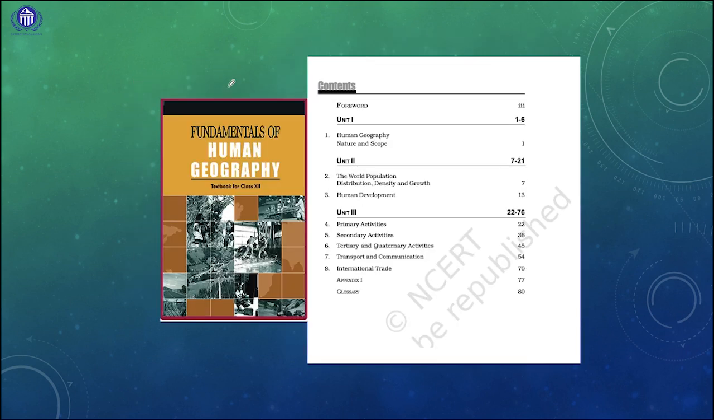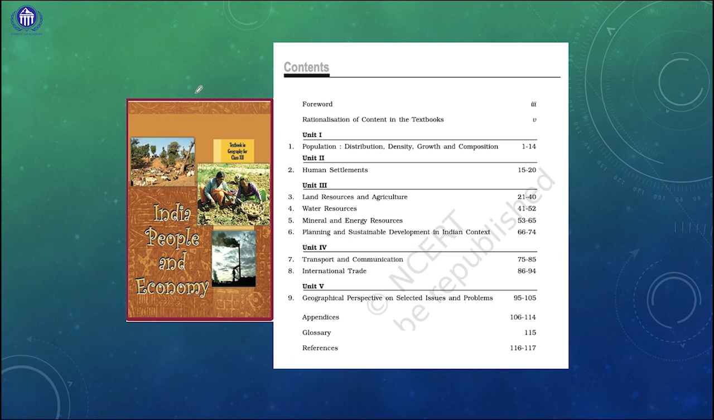Now coming to the 12th standard book, I would say have a read of this complete book once. Note-making is not important here, but what is important is to give maximum attention to the primary, secondary and tertiary activities chapter. Now coming to one more 12th standard book, that is India People and Economy. Here what I would suggest is to give maximum attention to the mineral and energy resources. Additionally, read all the chapters. But while reading the mineral and energy resources, please take notes because questions can be asked in the preliminary examination on the important minerals available in India.